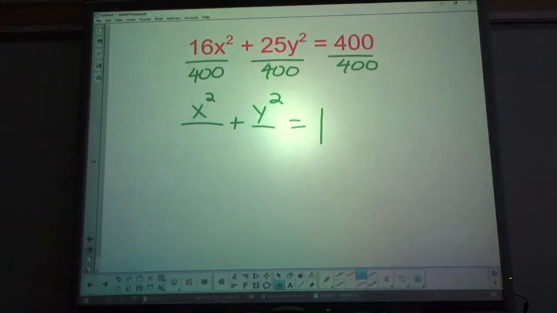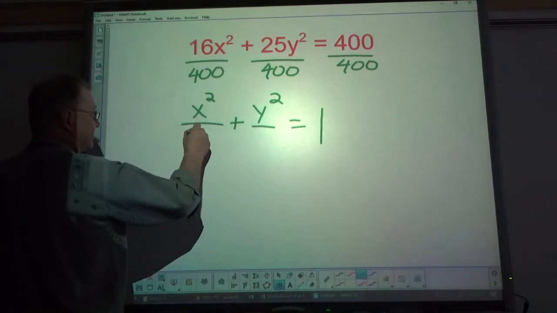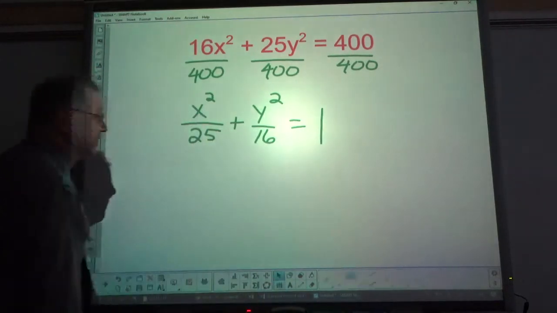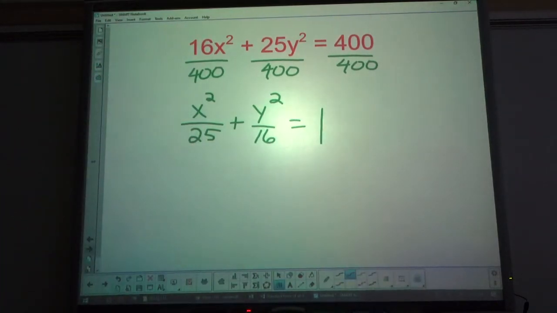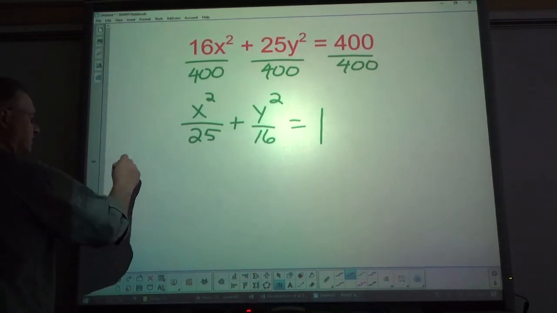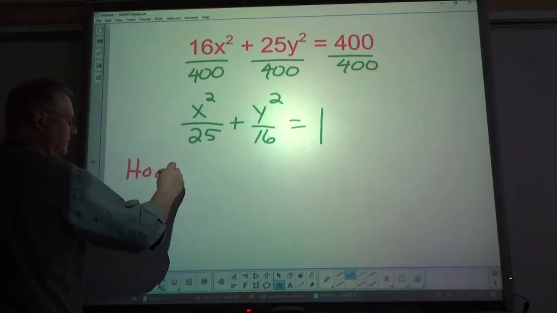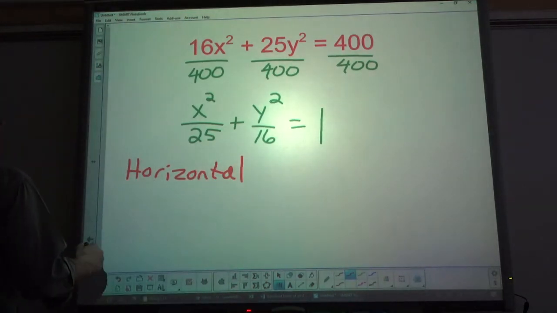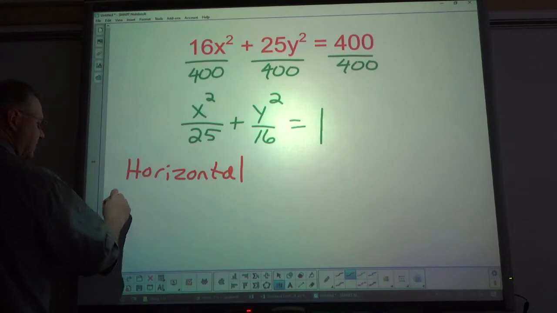And it turns out that 16 and 25 both go into 400 nicely. Coincidentally, it's 25 and 16. It doesn't have to be that, but they're just swapping. This is going to be a horizontal ellipse, and it's going to have a major axis of the x-axis.